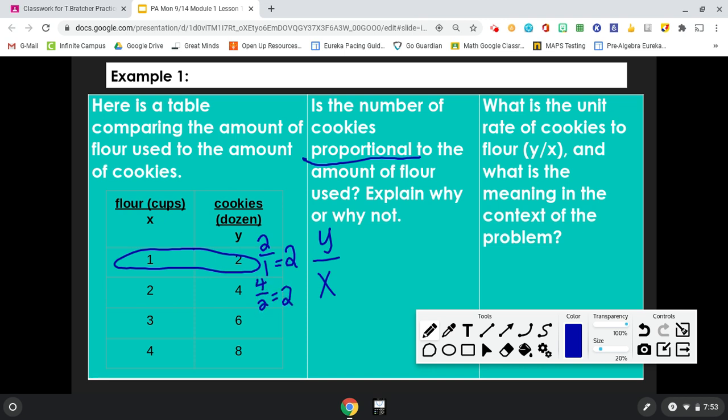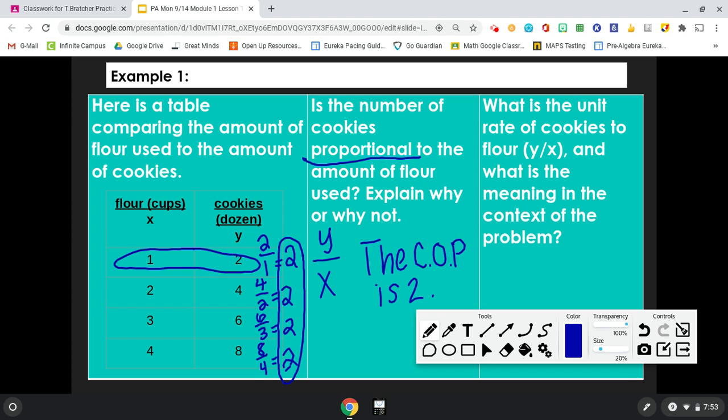4 divided by 2 is 2. 6 divided by 3 is 2. 8 divided by 4 is 2. So if something is proportional, all of them will have the same value when you divide. So if you explain why or why not, you can just say that the constant of proportionality, or the constant, is 2.